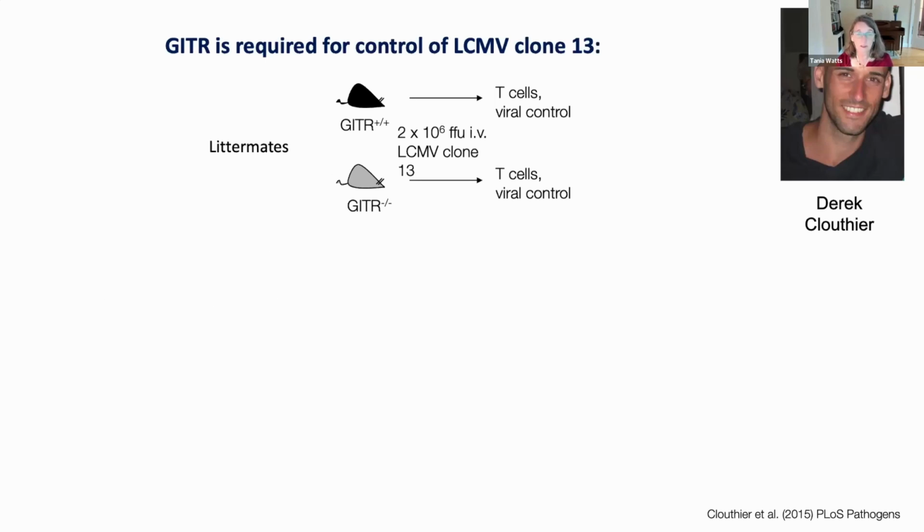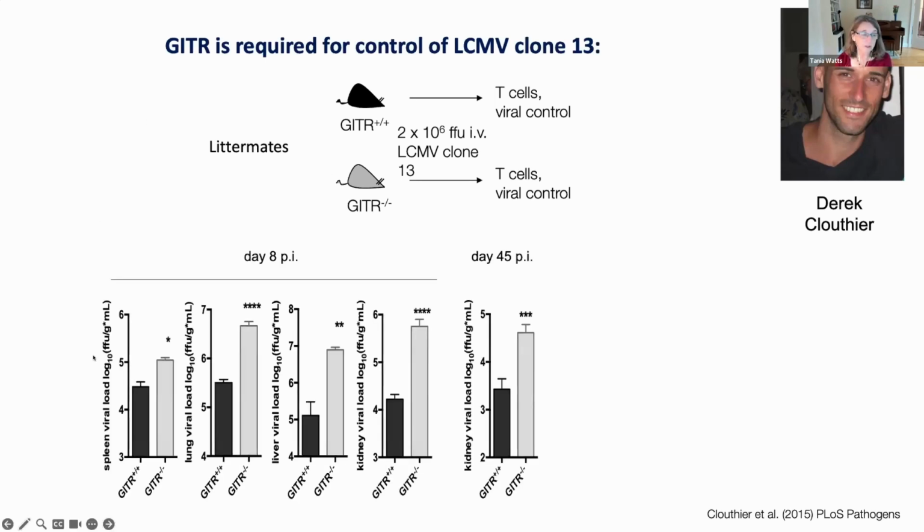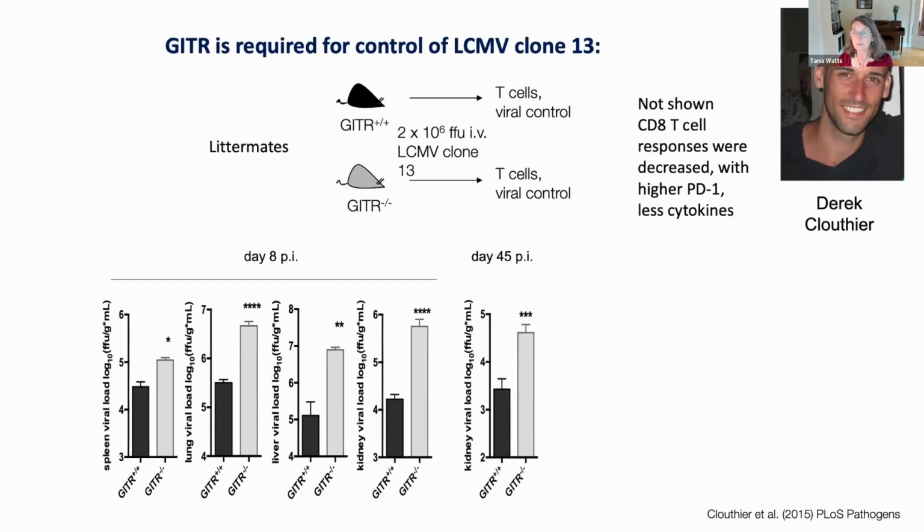Shown here is the viral load in the spleen, lung, liver, and kidney at day 8, and the kidney at day 45, which is the last place to clear this infection. We see about a 1 to 2 log increase in virus if you don't have this molecule. I won't show you all the data, but the CD8 T cells were decreased. They had higher levels of the inhibitory receptor PD-1 if they lacked GITR, and they made less cytokines. So it seemed like this was going to be important on the CD8 cells.